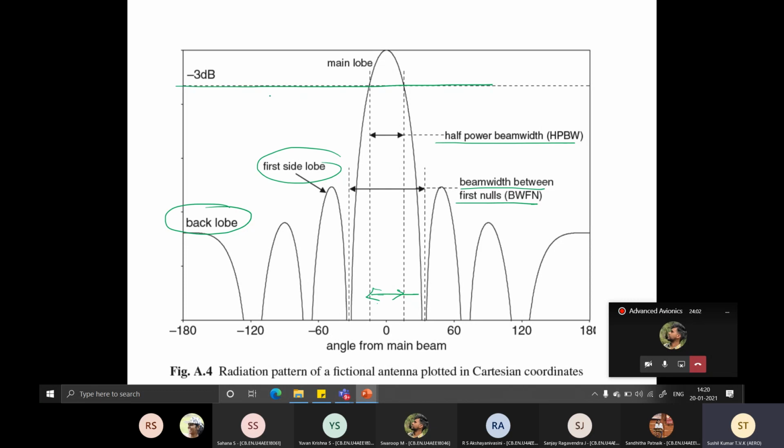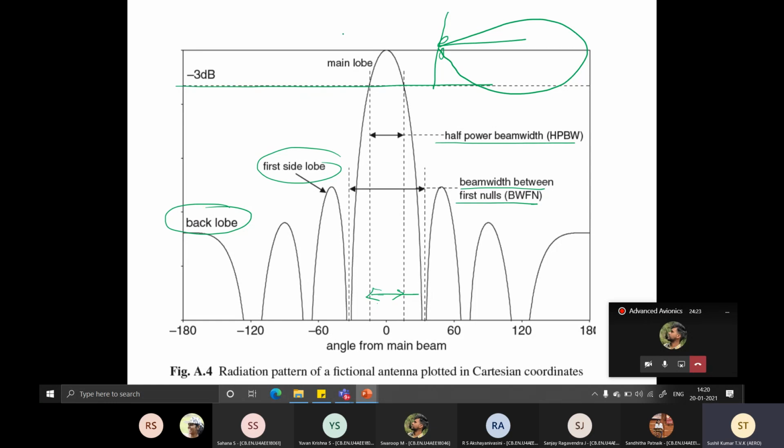The problem with antennas is, the more directive you make them, the more side lobes will get generated. So it's a compromise. What I mean is, suppose I have an antenna which has a very broad beam width. Then the side lobes will be very small.